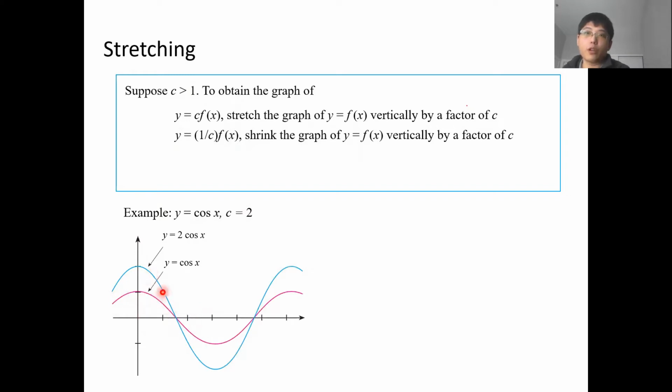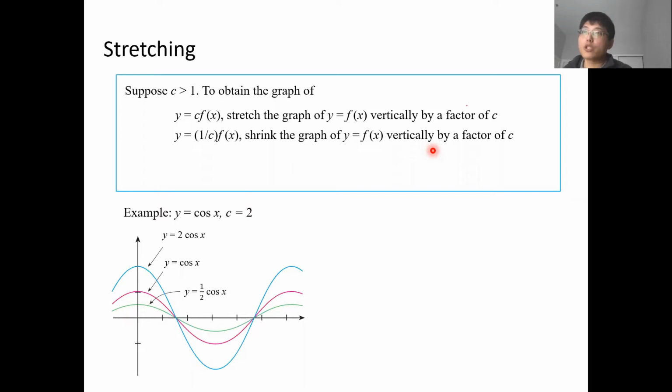So if you look at the vertical direction, you see the y coordinates of the blue curve are precisely 2 times the y coordinates of the purple curve. On the other hand, if you want to shrink the graph by a factor of 2, what you get is y equals 1/2 cosine of x. As you can see, the y coordinates on the green curve are precisely half of the y coordinates of the purple curve. Okay, so this is vertical stretching and shrinking.